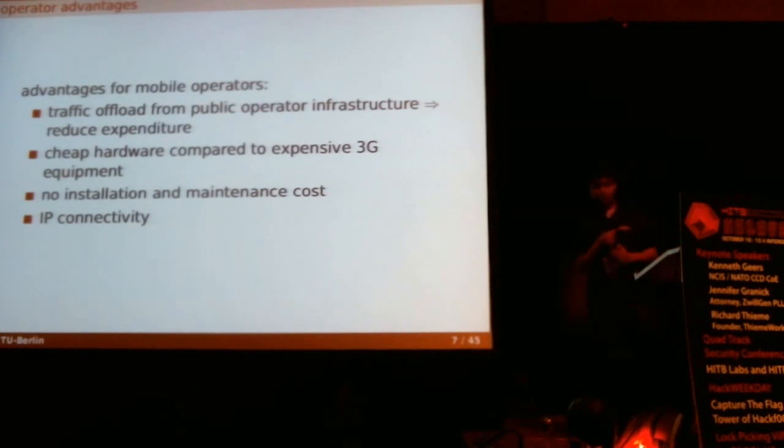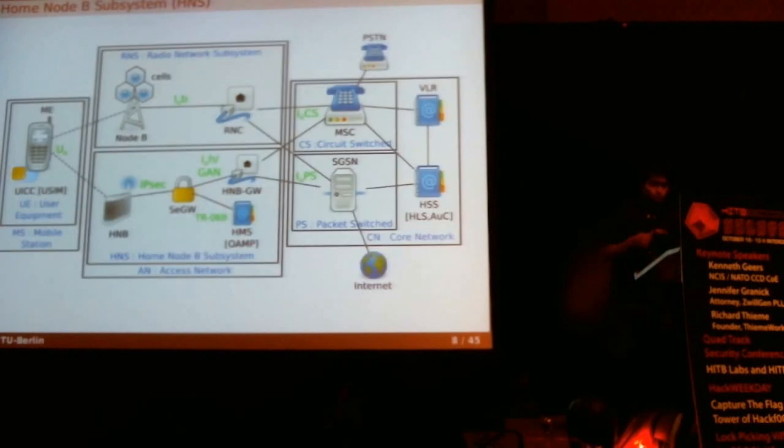No installation cost, no maintenance, and it has IP connectivity. So it's very easy to install. So what does the architecture look like for femtocells? We have seen earlier the access network part, which we have seen in UMTS, and this is the access network part in this new femtocell architecture.